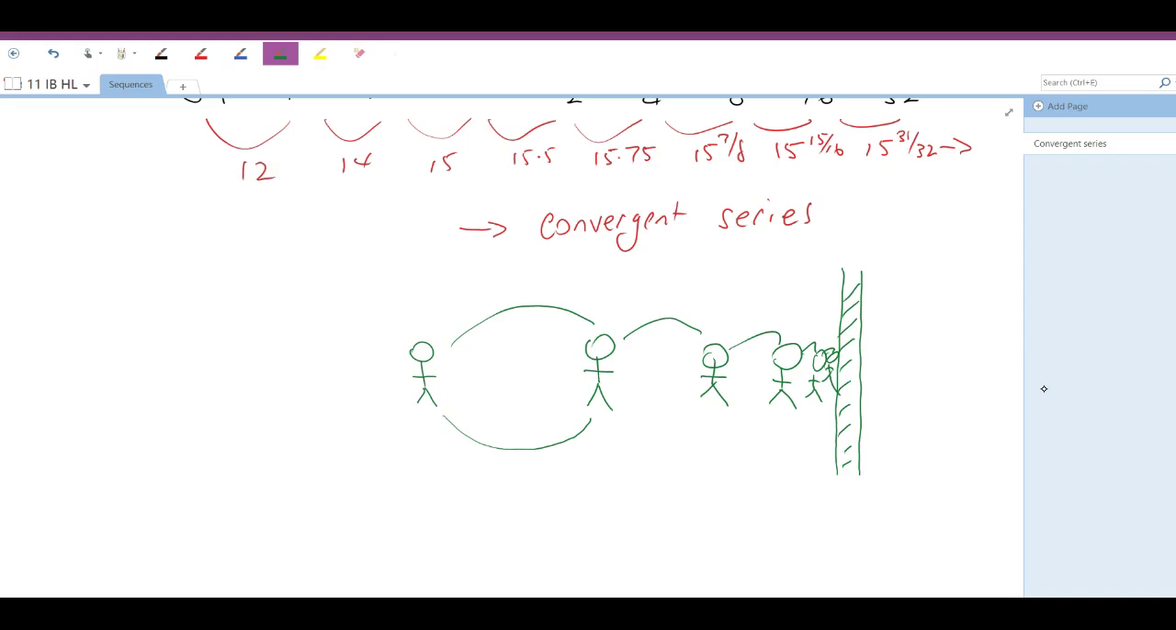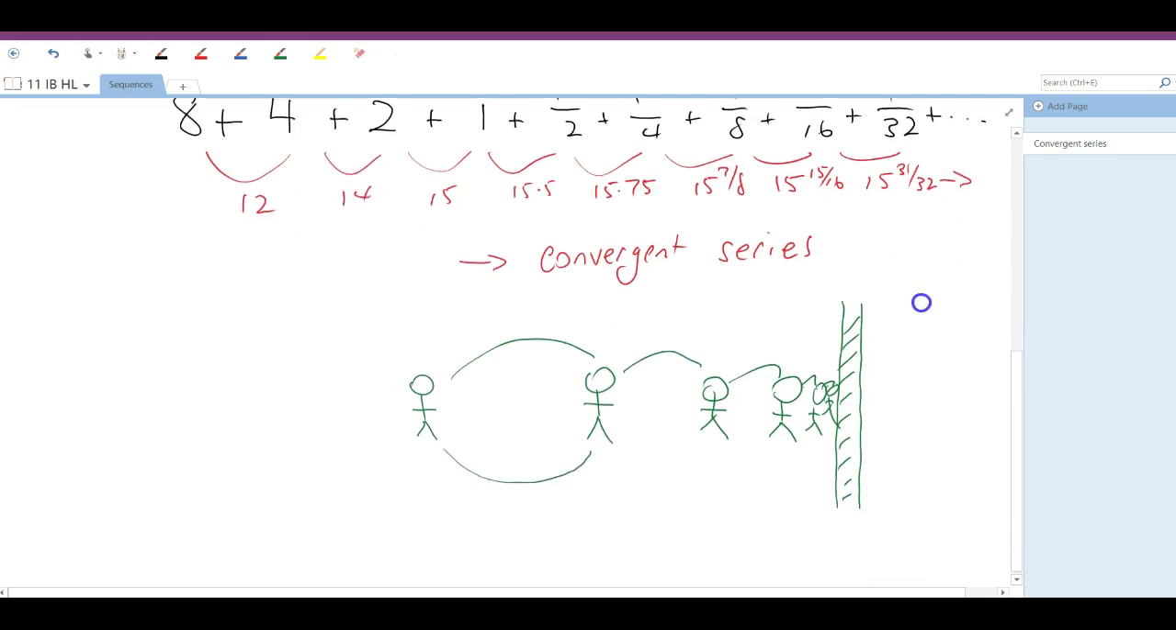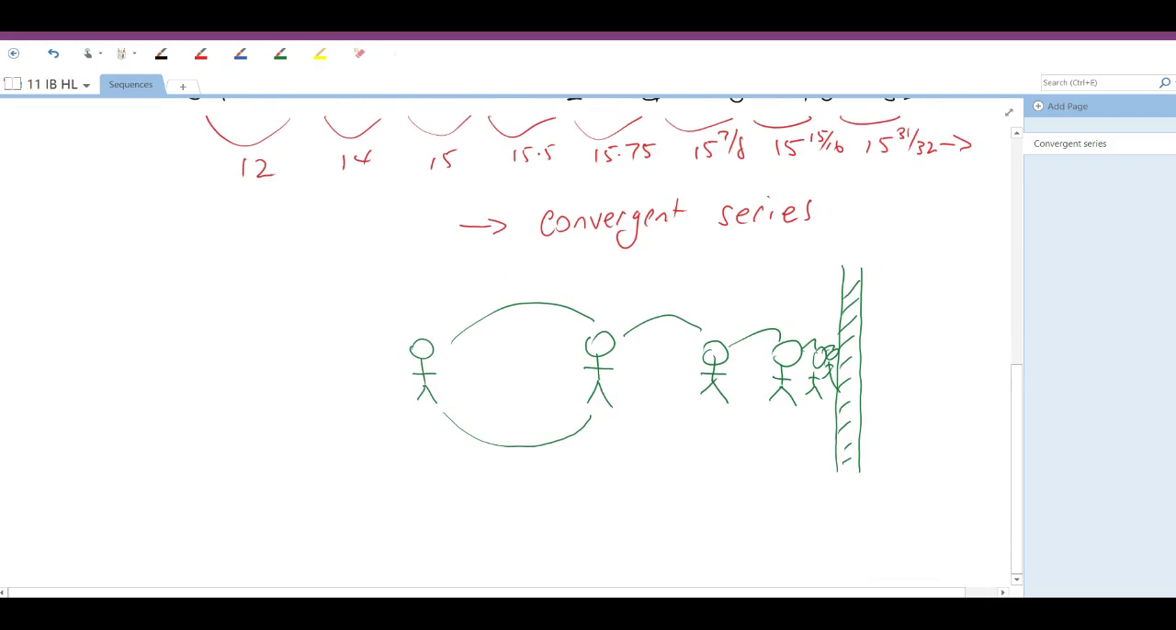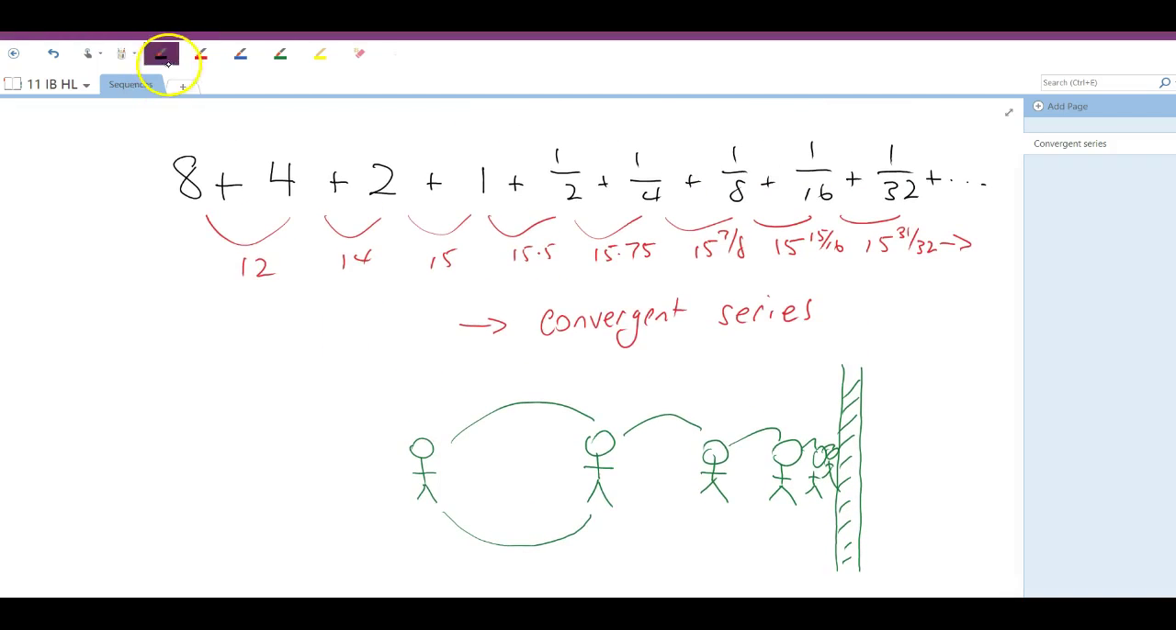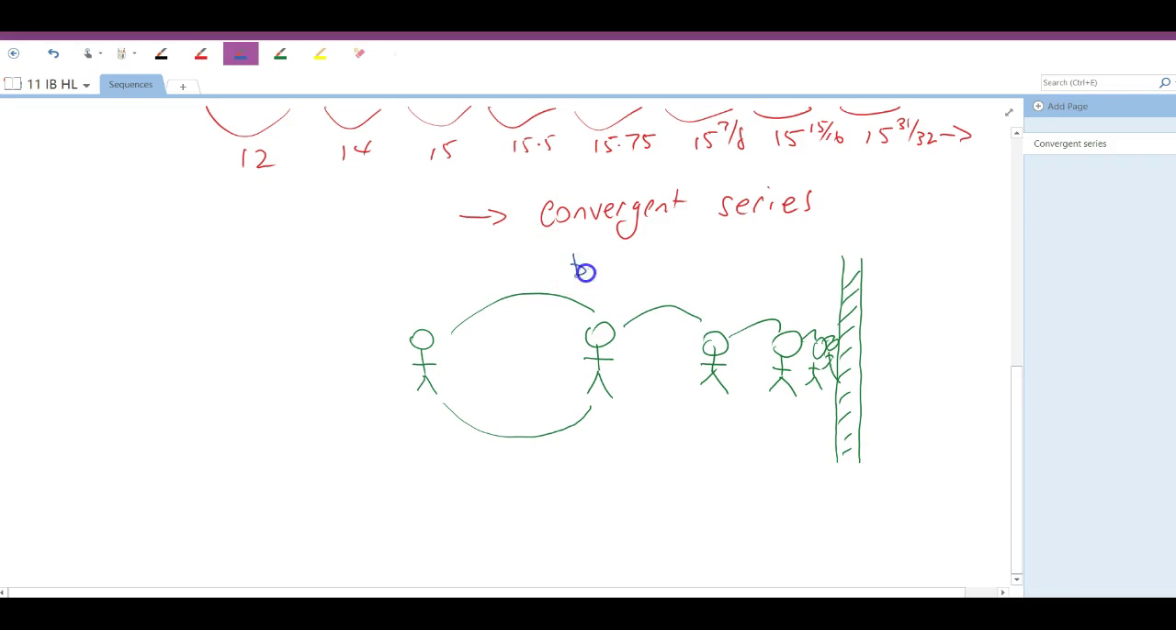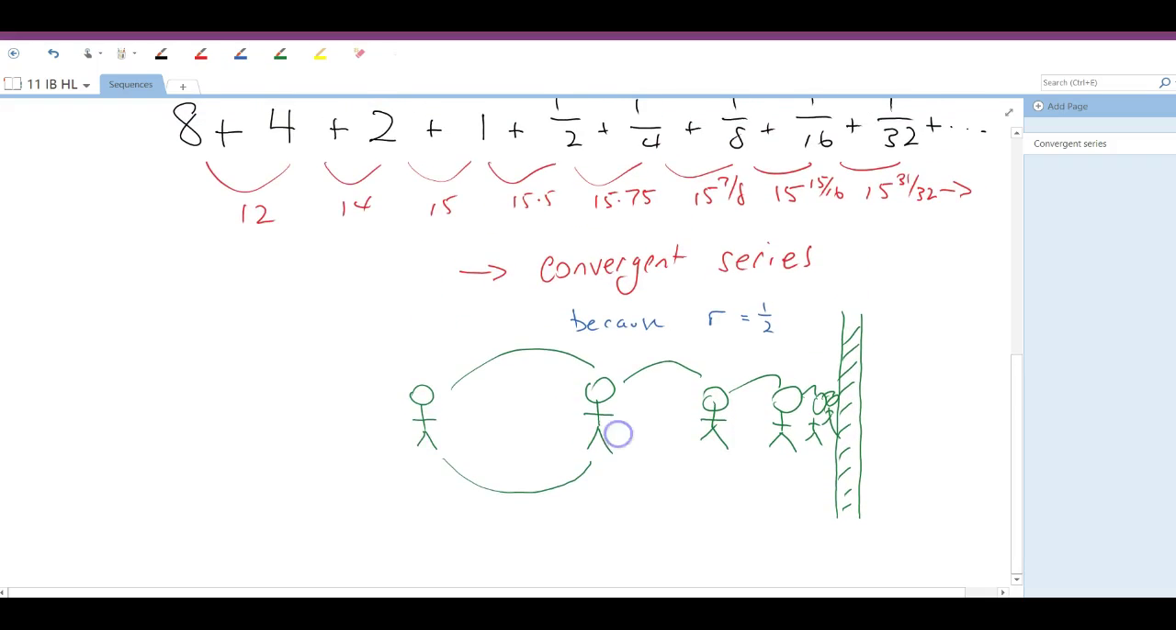So that is what is happening here, and it is the same kind of concept of a geometric sequence where our common ratio is a fraction, or more specifically, is less than 1. So it converges, it's a convergent series, because r is equal to a half or more. It doesn't need to be a half. If it was a third, we would find the same thing.